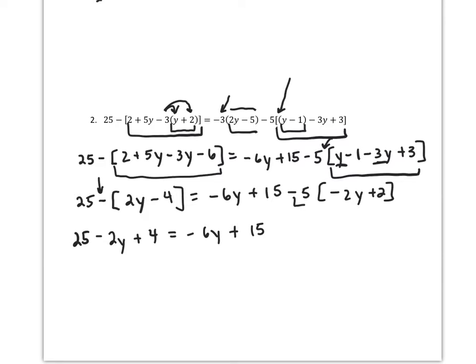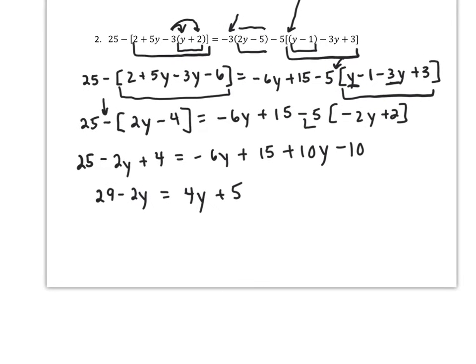Distribute the negative 5. Negative 5 times negative 2 is positive 10y, minus 10. Combine on both sides. That will give you 29 minus 2y equals, combine the y's, that would be 4y, don't lose the y, and 15 minus 10 is a positive 5.